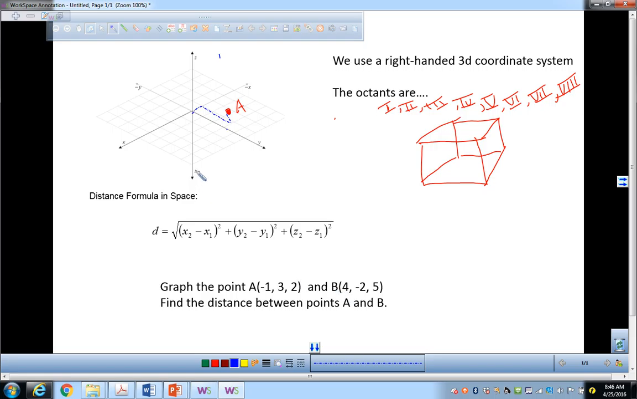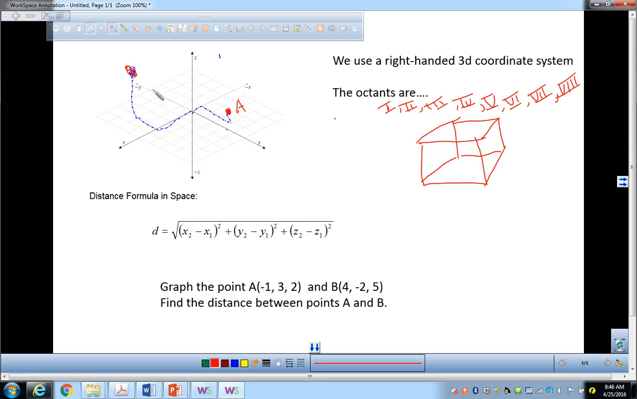Point B, I would go out 4, 1, 2, 3, 4. I would go back 2, 1, 2, and then I go up 5, 1, 2, 3, 4, 5. And here's point B, that's a cool way to do it, isn't it? Okay, so here's point B up here in red. I said in red. I don't need to make point B dotted, okay?